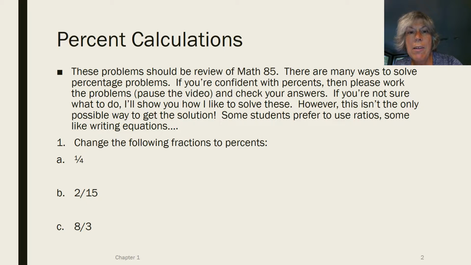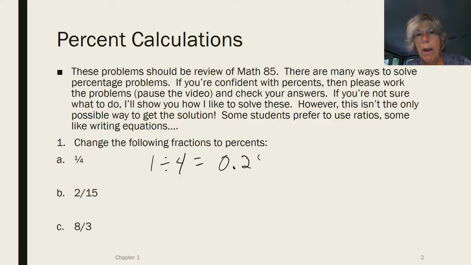So the first type of problem is simply changing a fraction to a percent. All you have to do to change a fraction to a percent is divide the top number by the bottom number. So 1 divided by 4 is 0.25. That means 25 hundredths, and a hundredth is a percent. So 0.25 is the same as 25%. You might recall that when you're changing a decimal to a percent, you move the decimal point 2 places to the right to get the answer as a percent.